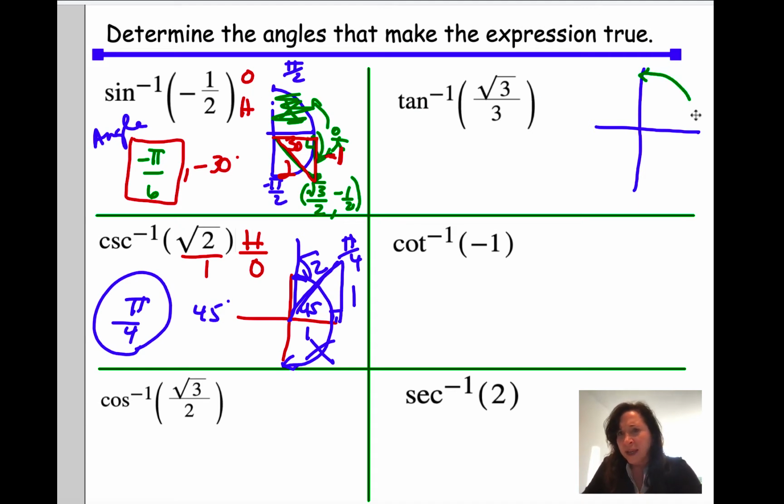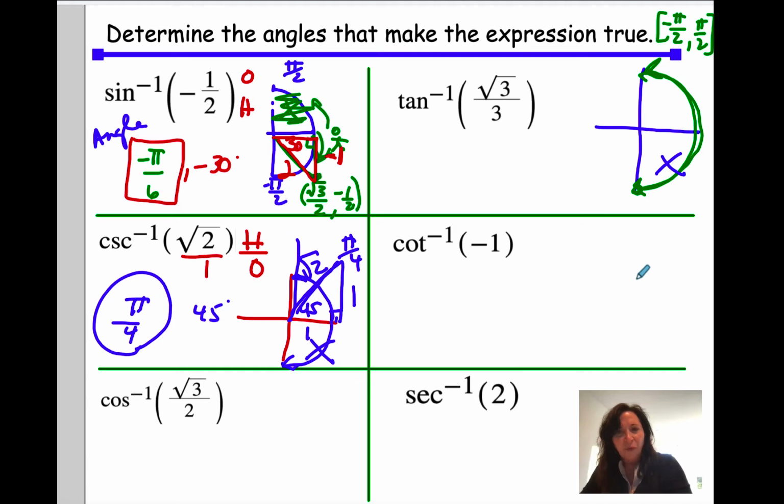For this problem here, tangent also has the same restricted domain that sine does. It would be, again, from -pi/2 here all the way up to pi/2. The way you would write that is like this, -pi/2, including -pi/2, all the way to pi/2, and that's your restricted domain also for tangent. Because this is positive, we can eliminate this down fourth quadrant. So we know that we are in the first quadrant. So where is tangent √3/3?